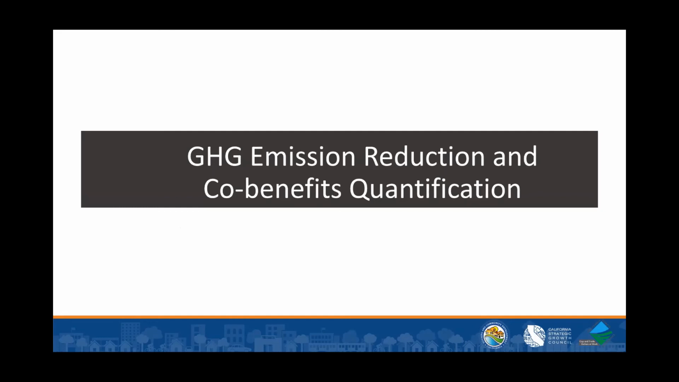I'm part of the AHSC team at the California Air Resources Board, and CARB's role with AHSC is to provide guidance on how to estimate the greenhouse gas, or GHG, emission reductions and co-benefits associated with proposed AHSC projects. So today I'm going to give a brief orientation to the process of quantifying the benefits of proposed AHSC projects. I'll describe what is quantified, what tools are used, what resources are available, and then I'll provide an overview of the quantification process. Next slide, please.